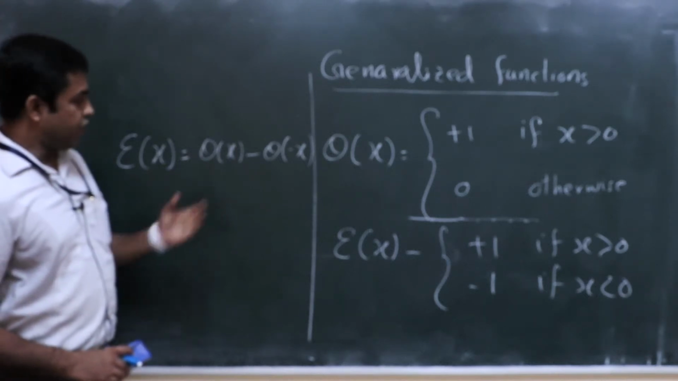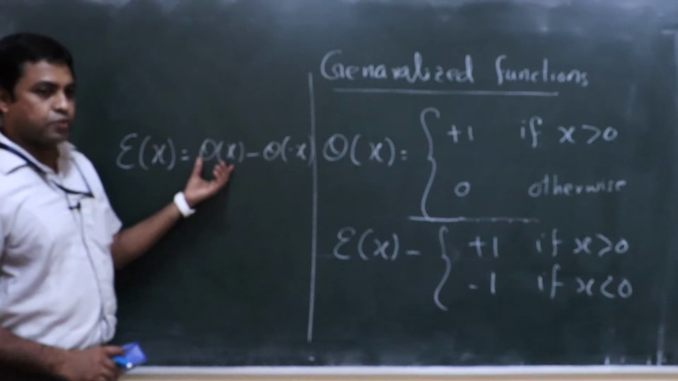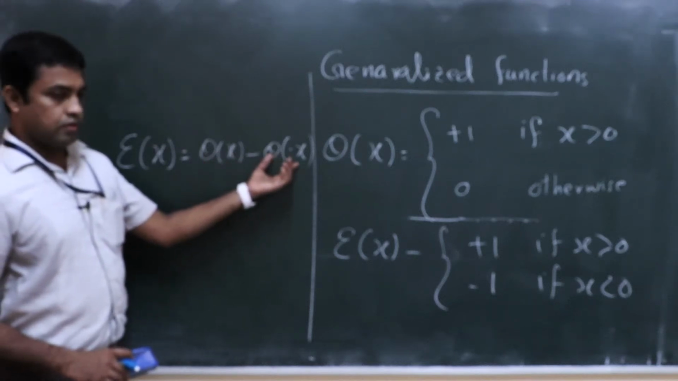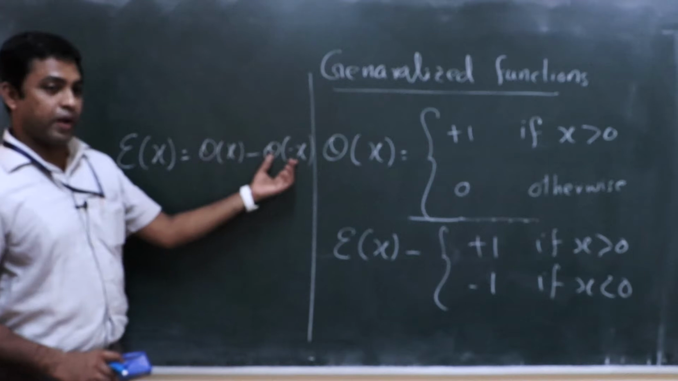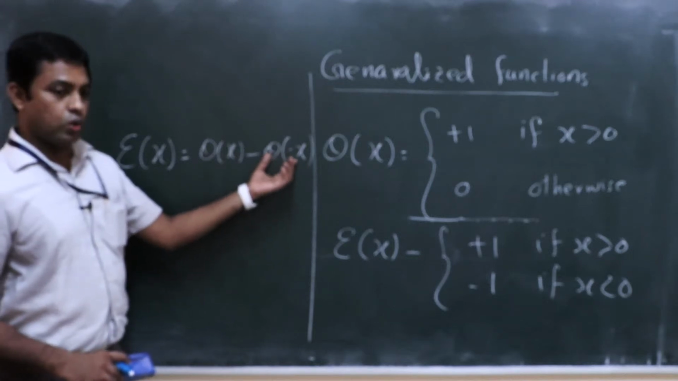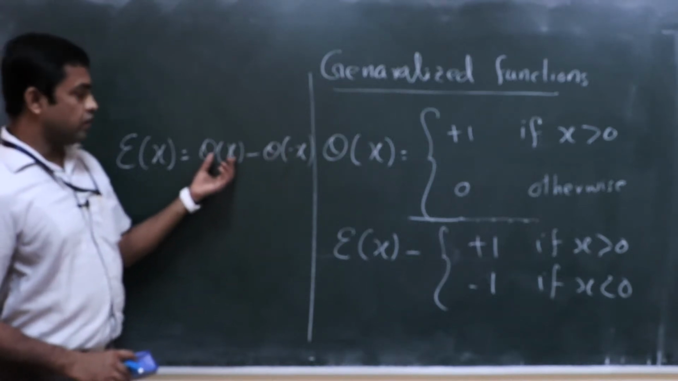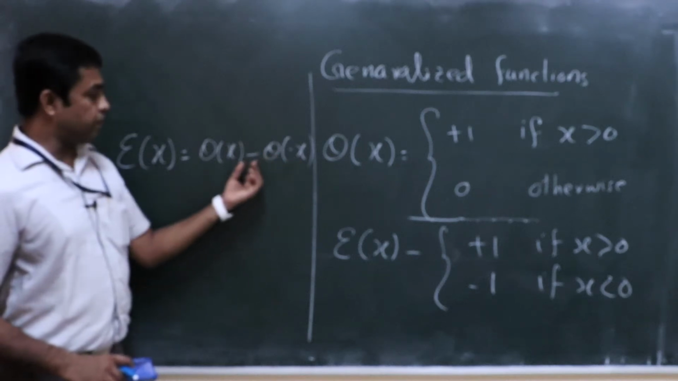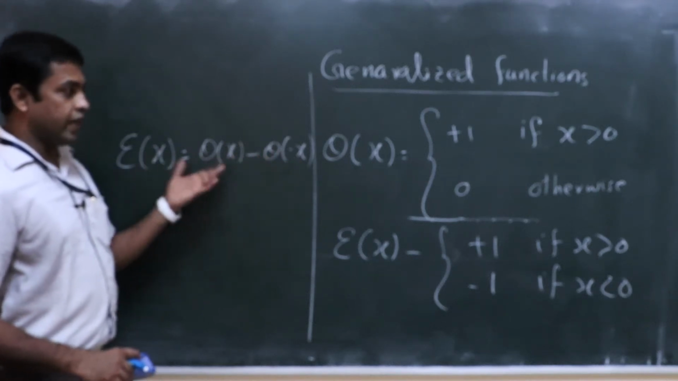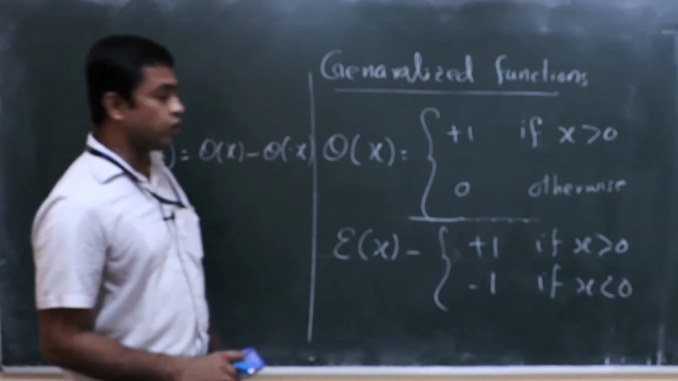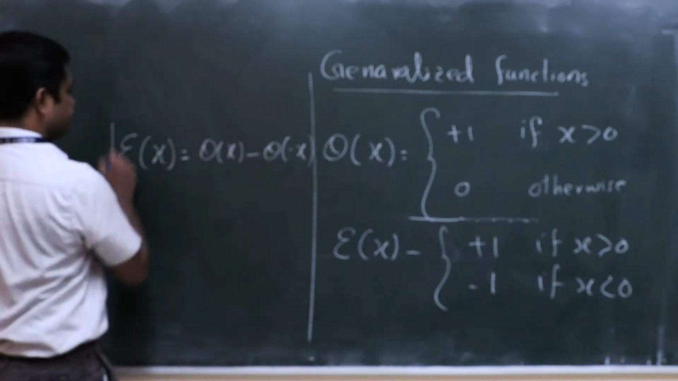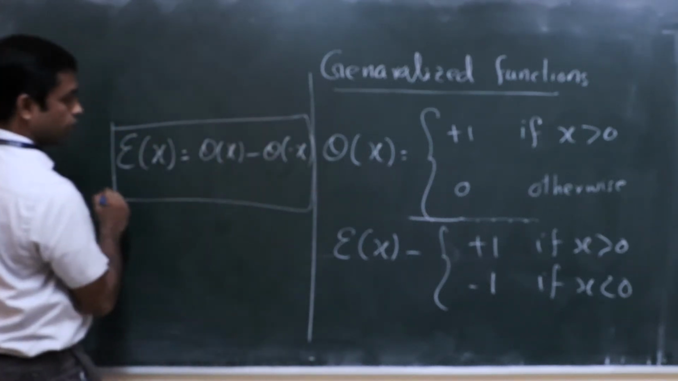Yes, sir. When x greater than 0, theta of x is plus 1, and theta of minus x will become 0. When x less than 0, theta of x is 0, so this is 0 minus plus 1. So this is the relation between epsilon of x and theta of x.